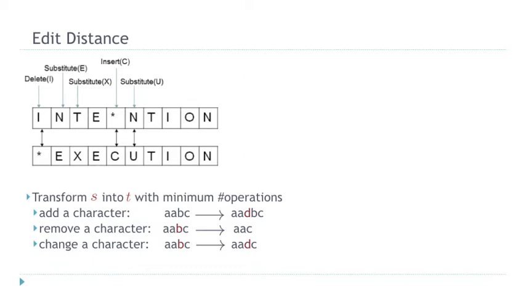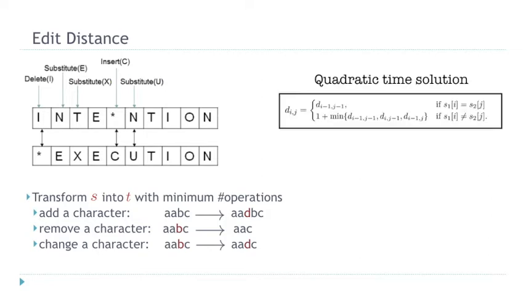All right, so let me define the problems for you formally. In edit distance, you have two strings. You want to transform one of them to the other one. The basic operations are character addition, character removal, and character substitution, all at the same cost. You want to know how many of these operations are necessary. We can solve it in quadratic time with a dynamic programming approach.